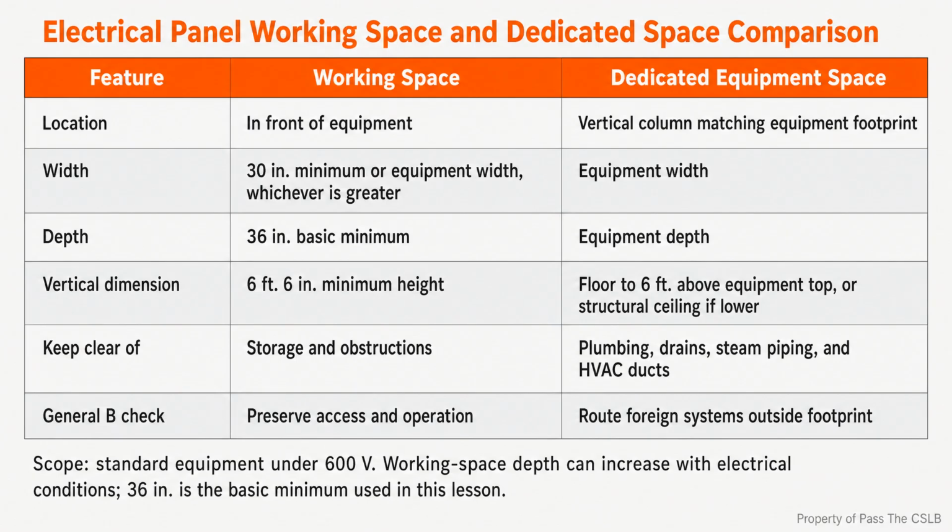Suppose a mechanical subcontractor proposes a condensate drain directly over a panel. The pipe does not block the door, so someone looking only at front access may say the panel is clear. That misses the second rule. The front working space can be completely open while the dedicated space above the panel is still violated. The general building decision is to catch the routing conflict before the pipe is installed, not after an inspection requires an offset and tear out.